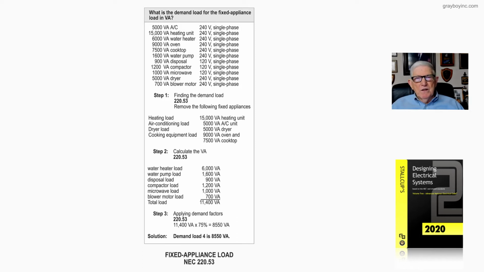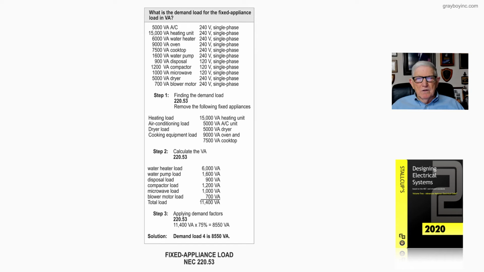Then you have those appliances that we seen in our figure 22-14A. So we drop down and we remove the following appliances in step one in accordance with 220.53: heating load, AC load, dryer load, and cooking equipment. Been removed out of the fixed appliance load as instructed to do so in 220.53.